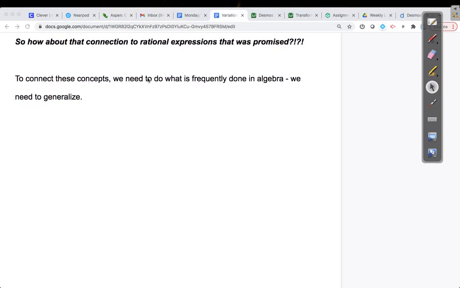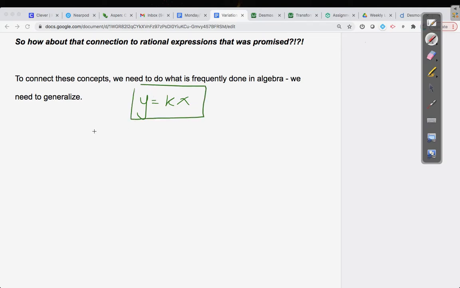To connect these concepts, we need to do what is frequently done in algebra. We need to generalize. We don't just want to look at one specific instance. So let's do some writing here, and let's generalize. So the general equation for a direct variation is y equals kx. But what if we want to look at specific examples? In other words, what if we're looking at a specific y?